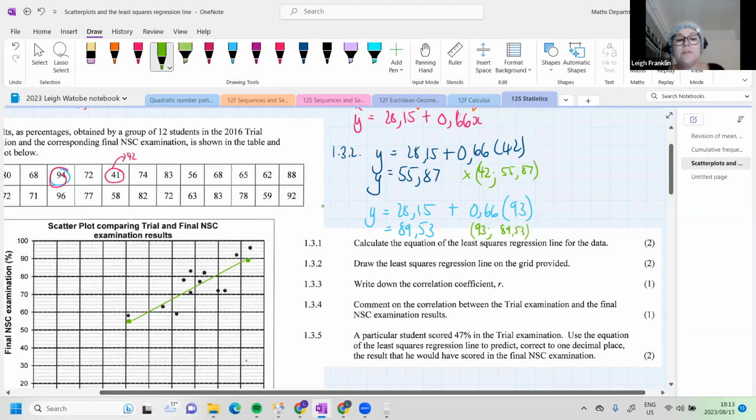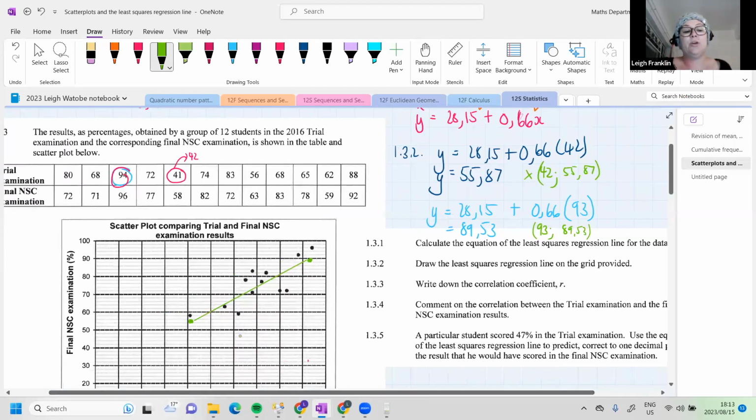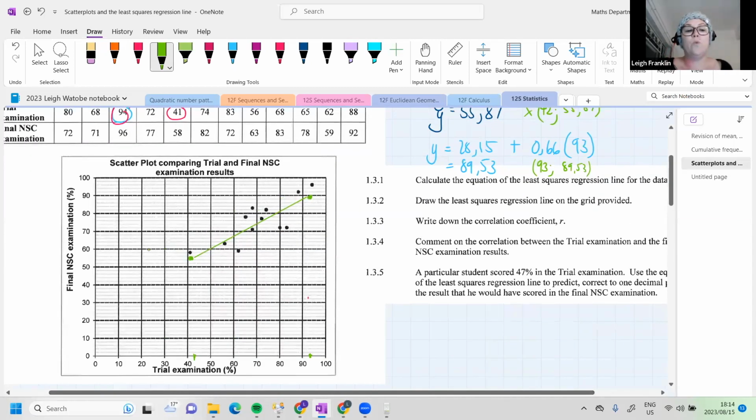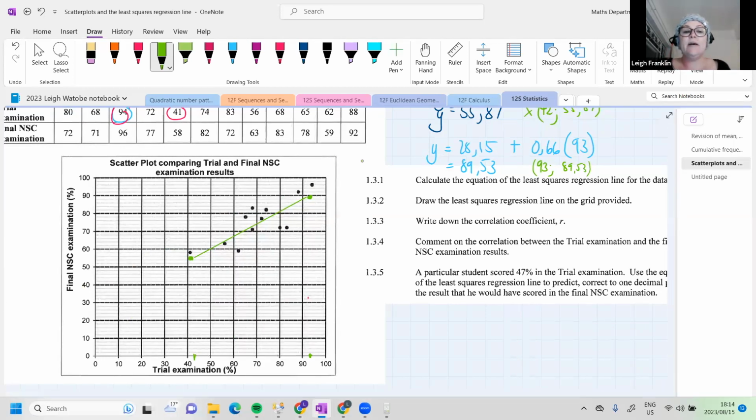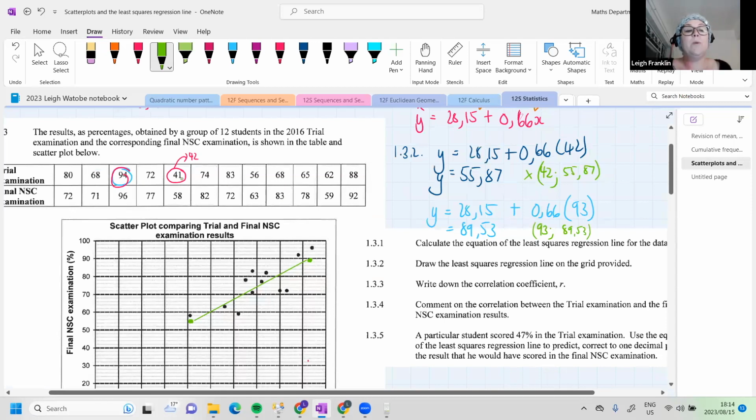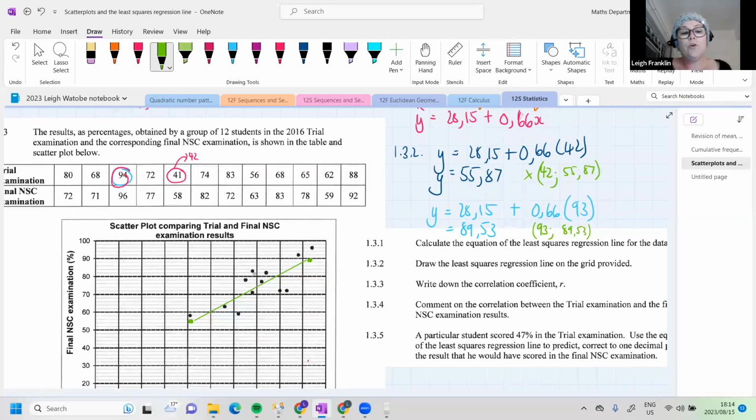Okay, Tsegofatso. That's fine. I'm not saying what your teacher at school has done is incorrect, but you are not supposed to be drawing this to the y-intercept, because the data is only reliable between its smallest x and its biggest x. So we're not supposed to be extending the line beyond those points.